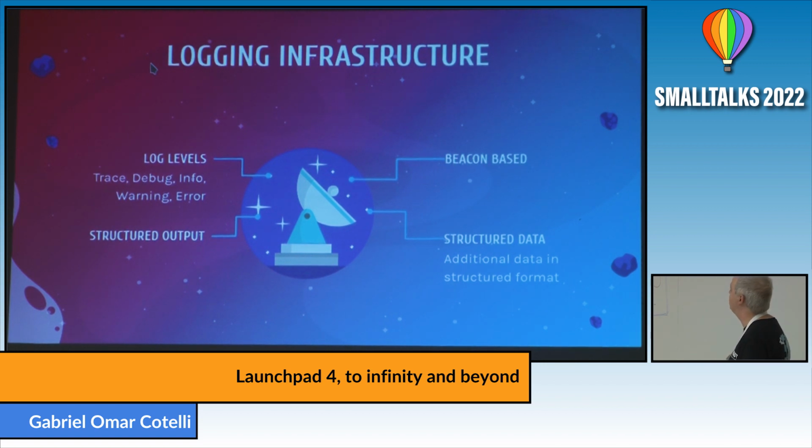Launchpad provides the signals for the standard levels: trace, debug, info, warning and error. By default, the errors and warnings are sent to standard error, and the others are sent to standard output, but it can be configured by the user that makes the application.